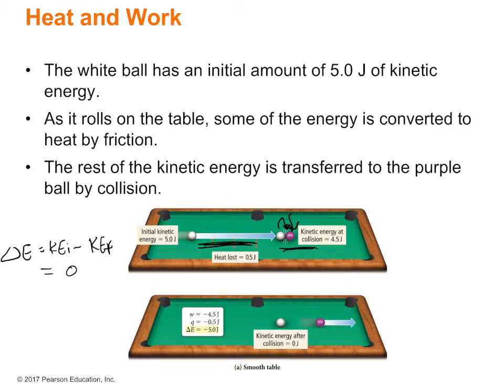Okay, so the white ball has an initial energy of 5 joules of kinetic energy. So its initial energy is 5 joules. The rest of the kinetic energy is transferred. As it rolls on the table, some of the energy is converted to heat by friction. So some of it's lost by friction, that 0.5 joules, and then the rest of the kinetic energy is transferred to the purple ball by collision.